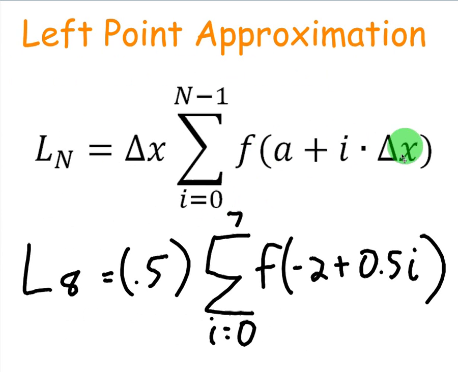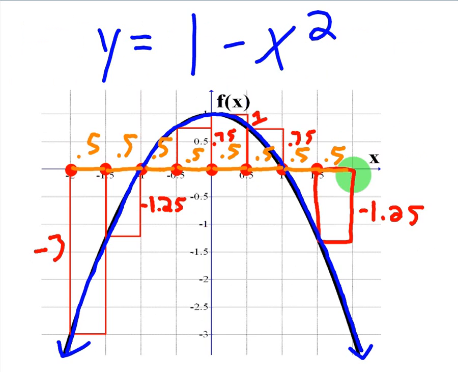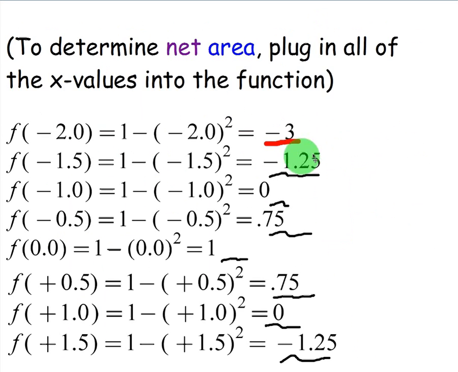Now, what is change in x? Change in x is the width of each rectangle. So notice if you make I equal to 1, you'll be taking A and adding 1 times the change, or the width of each rectangle. So it'll be A plus 1 times 0.5. Now 1 times 0.5 is 0.5, so A plus 0.5 will land you here, and f of that value will give you the height of the second rectangle.